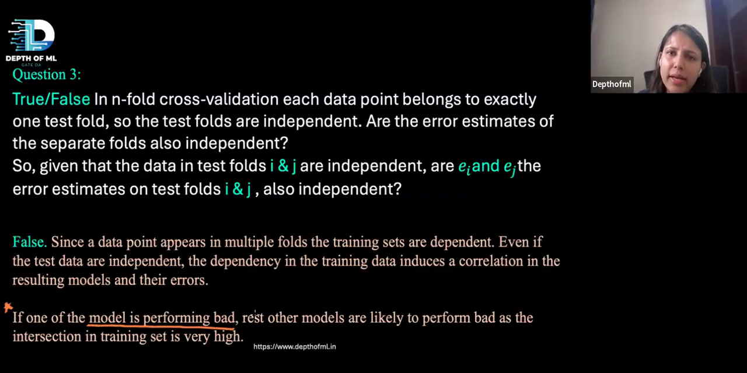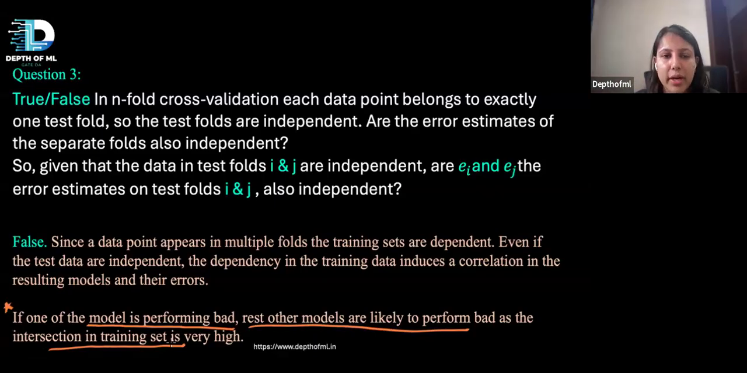Because your training data is quite common, right? You have approximately only one fold differing in two different model trainings. Hence, you know that approximately k-1, k-2 folds are same. So the intersection is huge between two different trainings. And hence, if one model is performing bad, the rest others are also likely to perform really bad. And hence, there is a correlation between the test performance of the first model that you train as a part of your CV iteration and the test performance of the second model that you train as a part of CV iteration. Hence, your test evaluation is not completely independent. Fine? Clear? Okay.